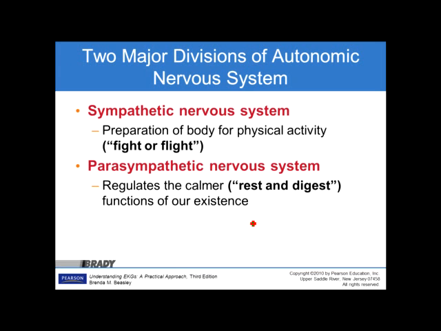And the parasympathetic nervous system, which is the opposing nervous system to the sympathetic, regulates the calmer functions. This is the rest and digest. So if you go out to Amarillo and you eat the 80-ounce steak, the parasympathetic nervous system would be the one calming and digesting this big, large hunk of steak that is in your intestines.